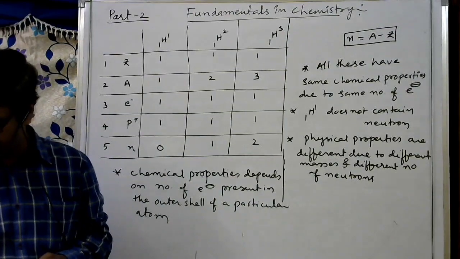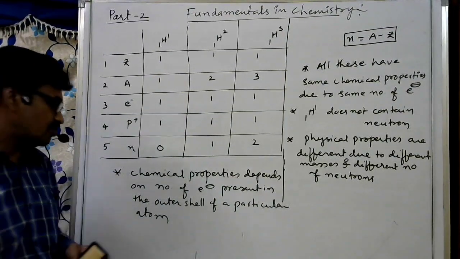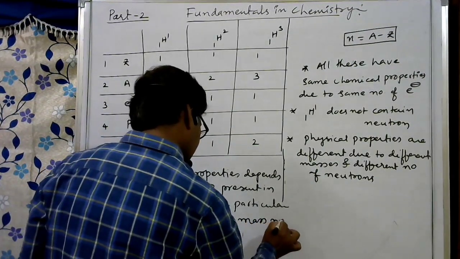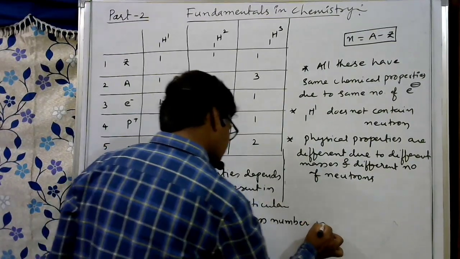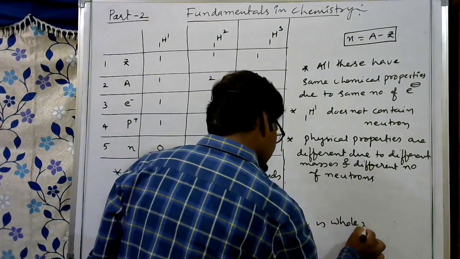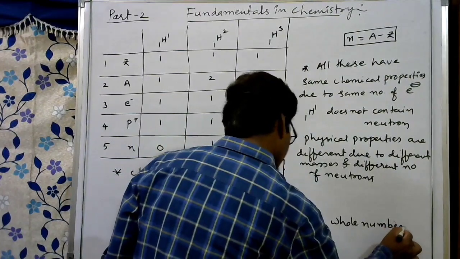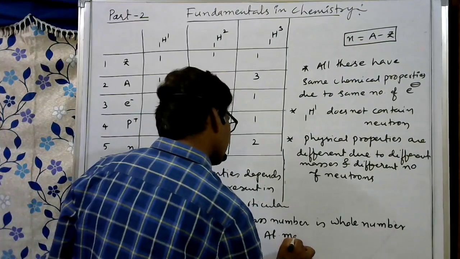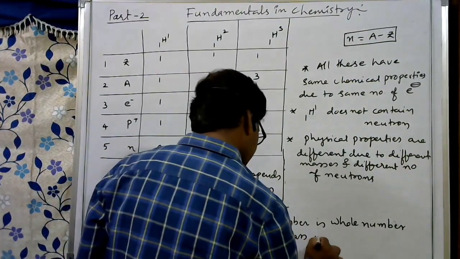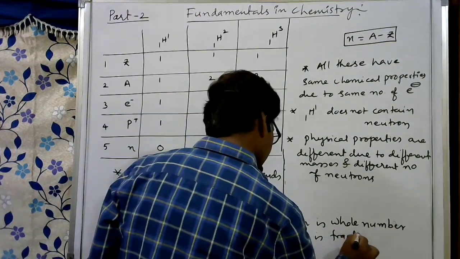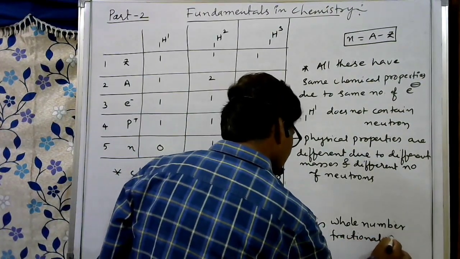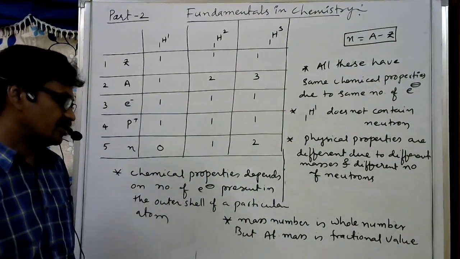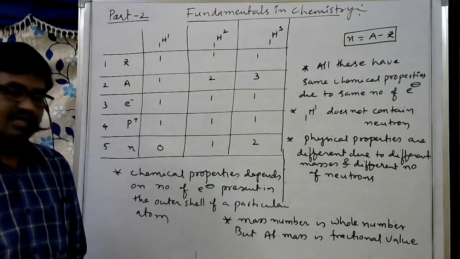One is the mass number. Mass number is a whole number. Remember, generally mass number is a whole number, but atomic weight, atomic mass, is a fractional value. Atomic mass is a fractional value, and after rounding off we can get a whole number. That is the mass number.